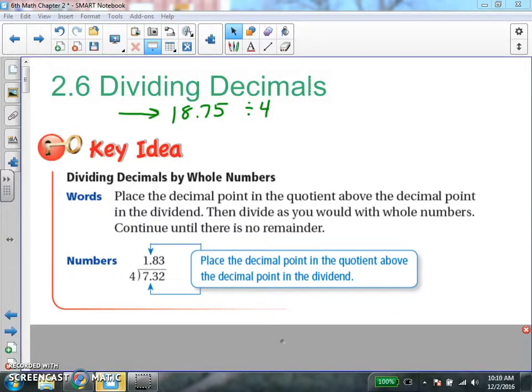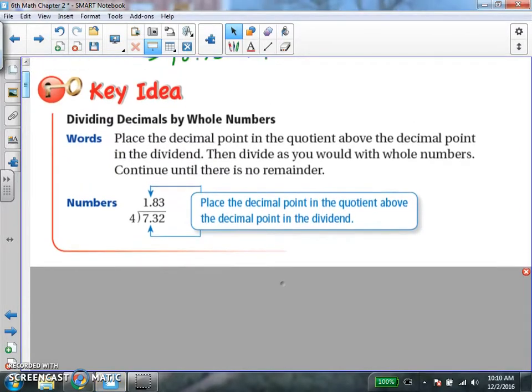Okay, so follow along in your skeleton notes, and first up you will see that we have our key idea. It says dividing decimals by whole numbers. So that's the first thing you want to be able to do today. In words, all you have to do is place the decimal point in the quotient above the decimal point in the dividend. If you don't know those 2 vocab words yet, quotient and dividend, don't worry, I've got an example coming up of what each one of those are. Then you divide as you would with whole numbers. So you just pretend it's a whole number when you're dividing, and you go until there's no remainder left.